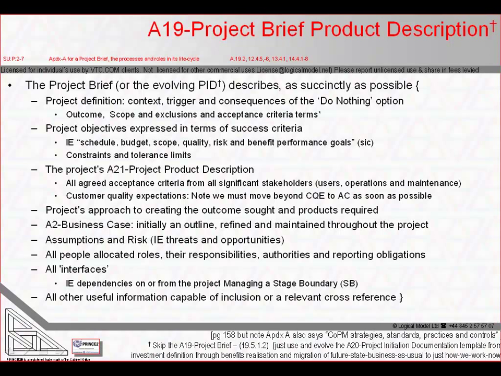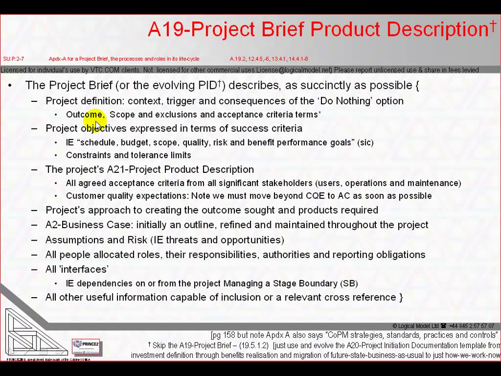The project brief can be any format you like, but it must describe, as succinctly as possible, the project's definition. That's made up of the context, the trigger for why we're doing the project and why we're doing it now, and the consequences that would flow from taking no action. The definition includes the outcome that is sought, the scope, including any exclusions, and for that outcome and scope, the acceptance criteria, as well as we can know them at this stage.